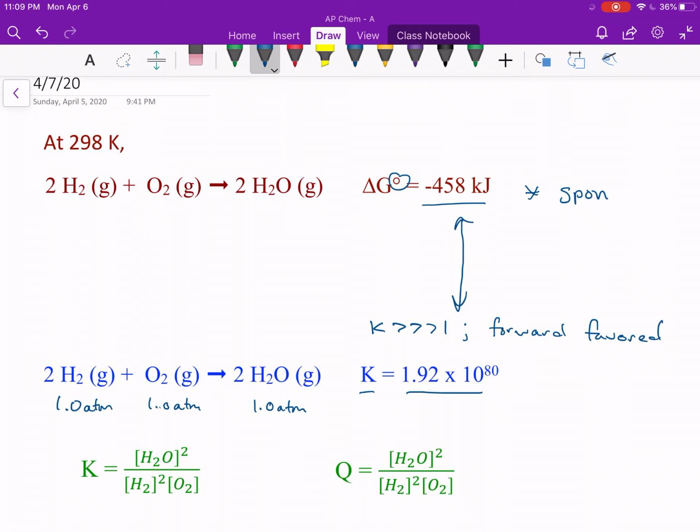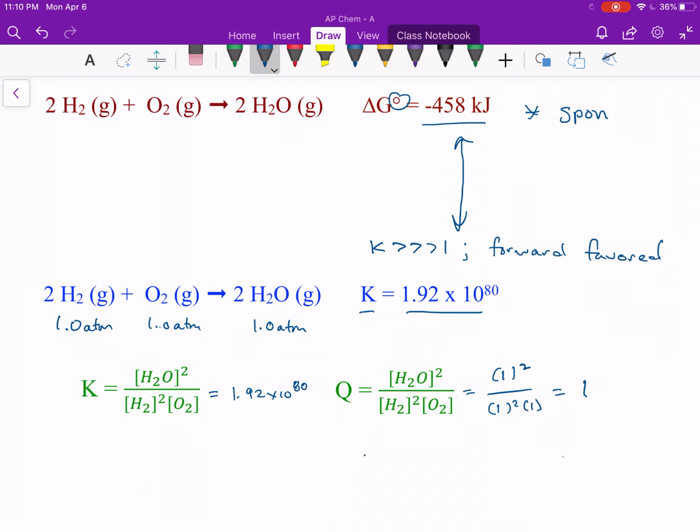If we think about this in terms of equilibrium, K is equal to 1.92 times 10 to the 80th. And now Q, the reaction quotient, which we can check if we don't know whether the reaction is at equilibrium. Here we get 1 squared over 1 squared times 1, for a whopping 1. So in this case, we see that K is greater than Q. And we know that when K is greater than Q, the reaction will shift forward.